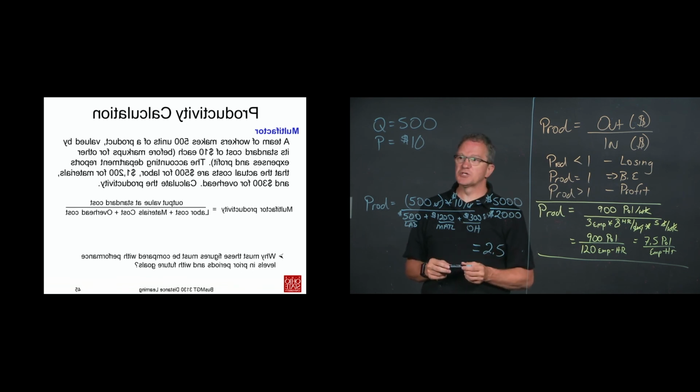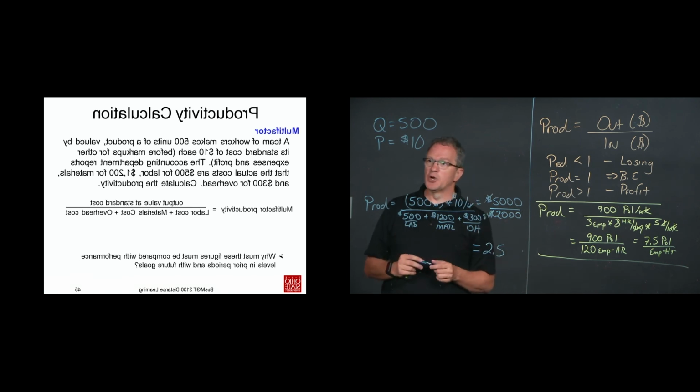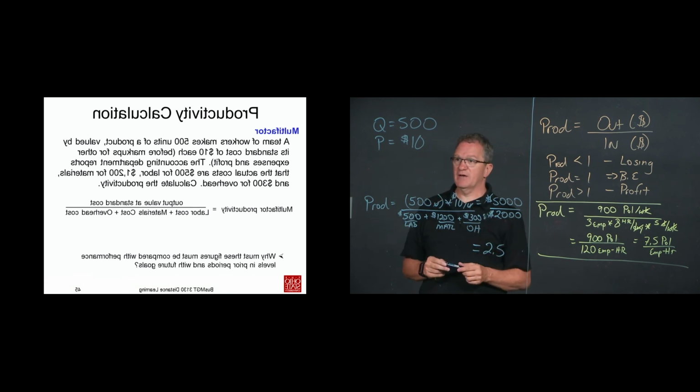What does this ratio mean? It means for every dollar that I put in, I can expect to get $2.50 back. It's a pretty good ratio. 2.5 to 1. That means I've got a pretty good profit margin on this product line.